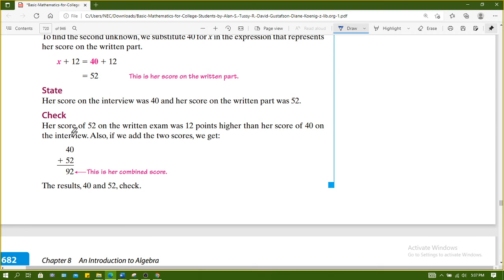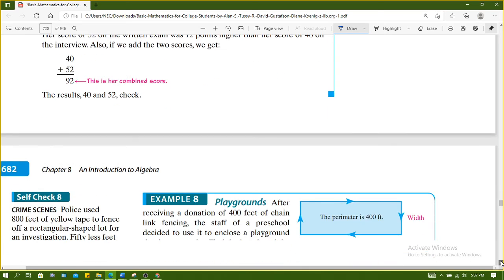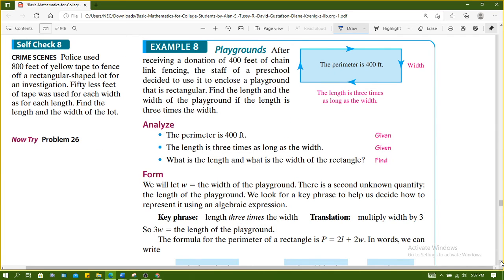So our checking here is different. Your statement of the conclusion is correct. So you saw that there are many different kinds of problems in algebra where you can use this same process. Okay, let's proceed to the last example. I guess this is the last. I'll go back to self-check number 7 in order for you to understand more of that.